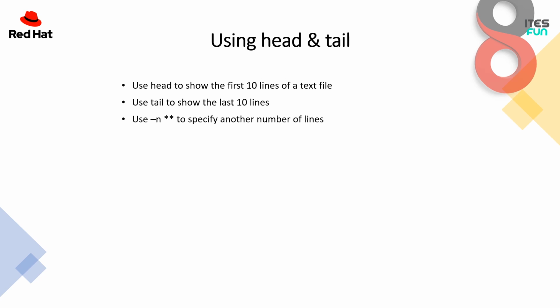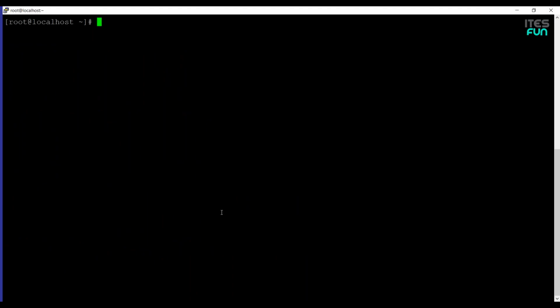And if you want to see more or less than 10 lines, then you can use -n with this command to specify the number of lines you want to show. Let me show you how this is going to work in the practical overview session. Now, let's have an overview session for the head and tail commands.